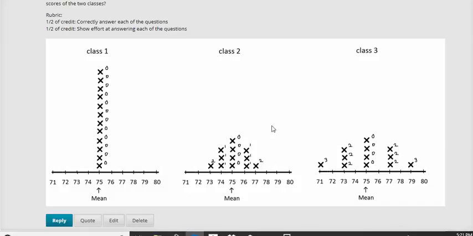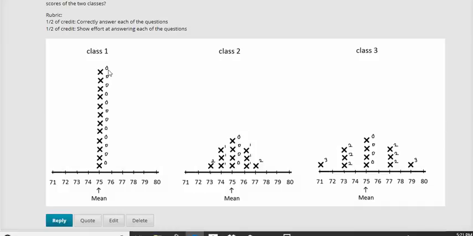Each class has a mean of 75. So all three classes have the same mean, or the same average. Sorry, if you add these 12 scores and divide by 12, you get a mean of 75. The same thing would happen here and here.